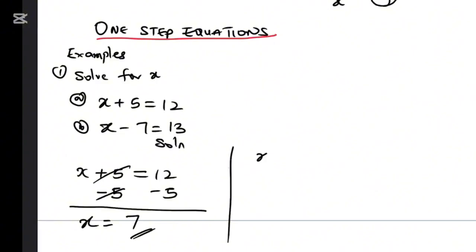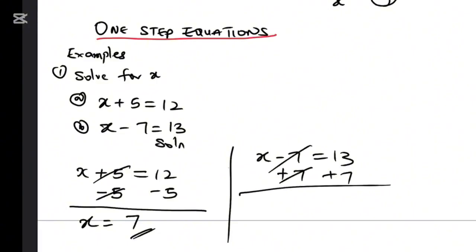So the next one is x minus 7 equals 13. We have minus 7 here. So to eliminate this, what we have to do is add 7 to both sides. So this is out, and that would be x equals 13 plus 7, and that is 20. So our answer here is 20.